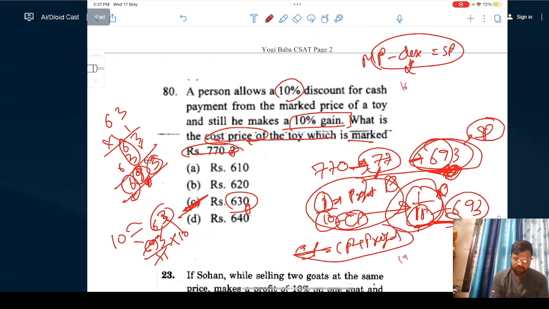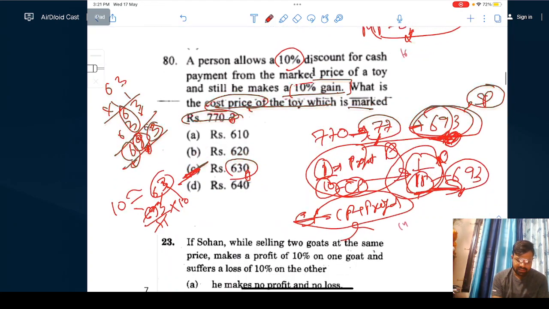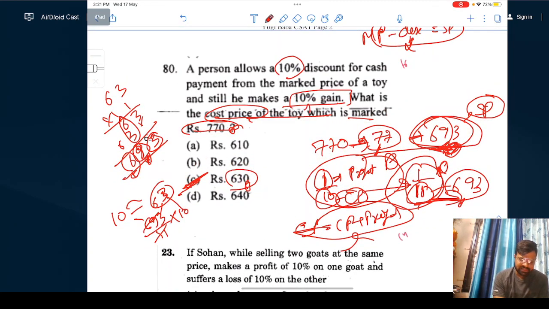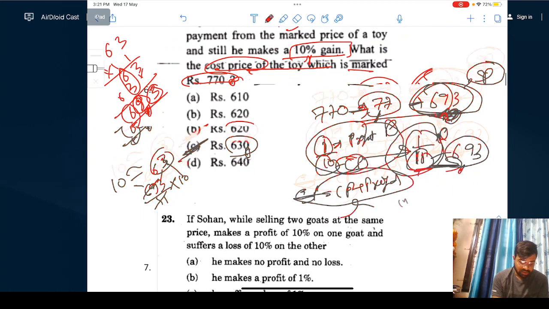Again, you can use all these formulas also if you don't want to go by that method. So it is like this: 10% of CP is equal to SP minus CP. Okay, so it will become 110% of CP is equal to SP. This way you will get the same answer. This way also you will get the same answer.